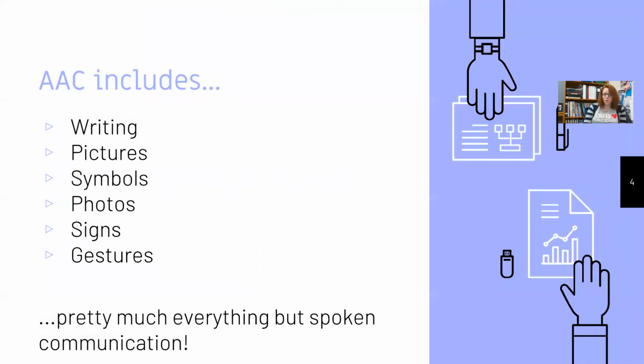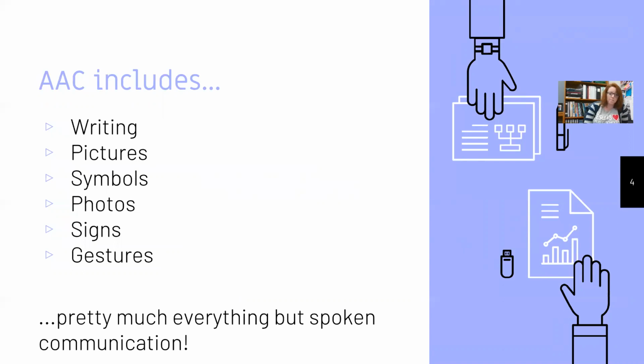AAC can include a whole lot of different things. It's not always just a high-tech speech generating device, and I think we can get caught up in that sometimes. But I wanted to outline some things that are also considered AAC, to include writing, using pictures, using symbols, photos, sign language, or gesturing. So it's pretty much anything except for spoken communication can be considered an augmented or alternative form of communication.